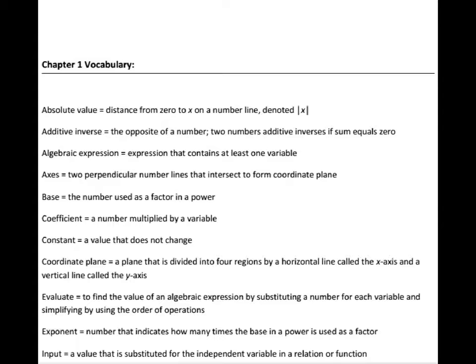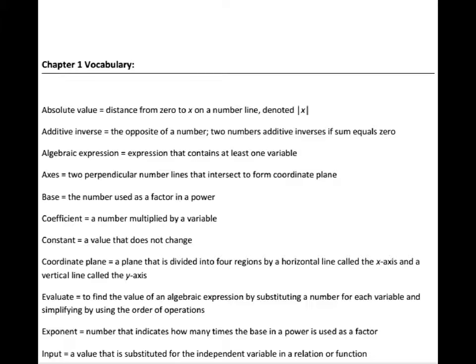Coordinate plane, a plane that is divided into four regions by a horizontal line called the x-axis and a vertical line called the y-axis. Evaluate, to find the value of an algebraic expression by substituting a number for each variable and simplifying by using the order of operations.